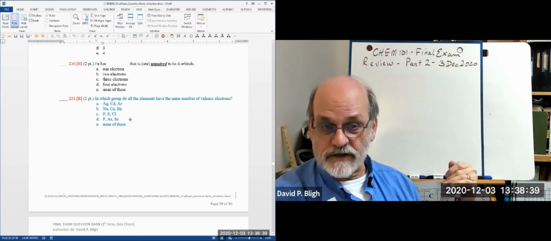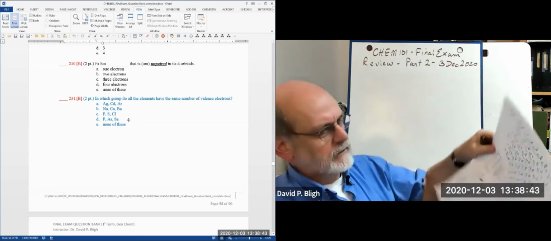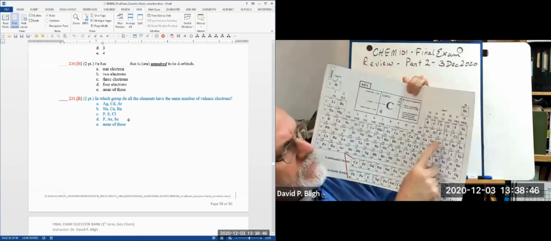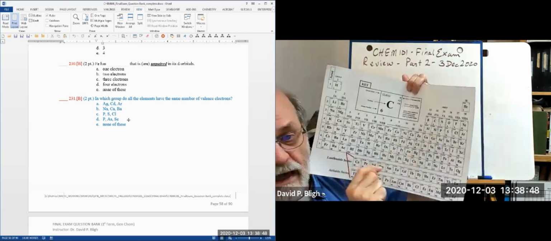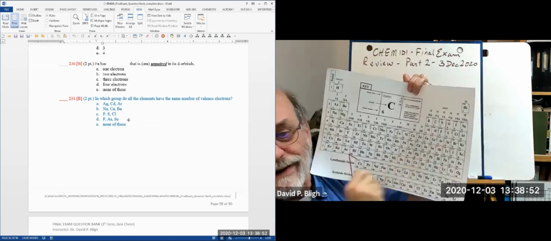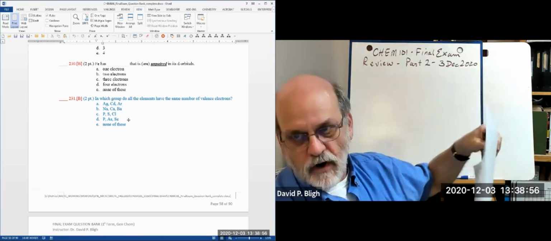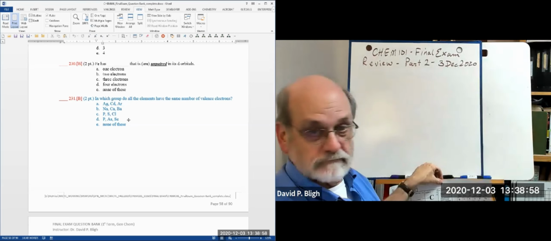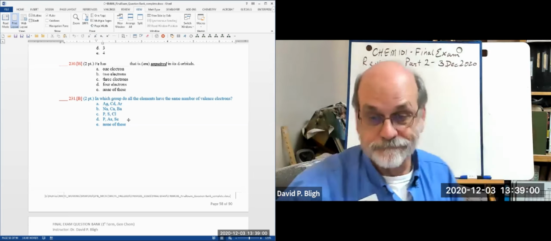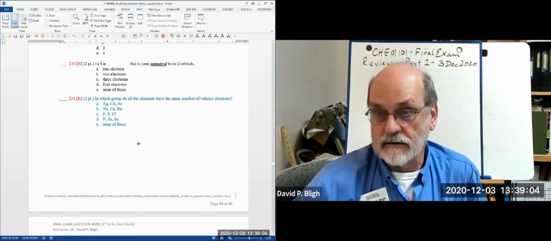So it could be either D or it could be none of these. So let's say, where's phosphorus? Phosphorus is right here. And then arsenic is right under it. And selenium's to the right. Wrong family. So none of them are correct. Okay? And the answer is E.